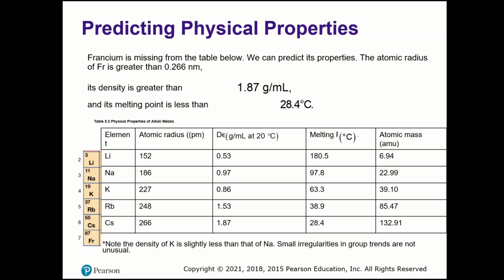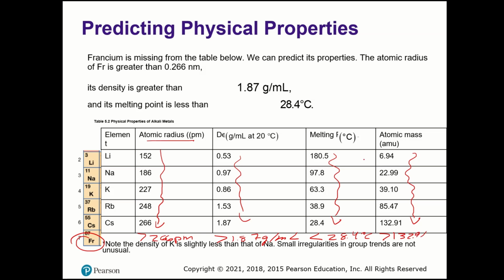Density will be greater because look at this. What's happening over here? Atomic radius is increasing, so I know this element will have an atomic radius bigger than 266 pm. And I know the density is also increasing, so it will be bigger than 1.87 grams per milliliter. Melting point is decreasing, so I know that it will be smaller than 28.4 degrees Celsius. While atomic mass is increasing, so I know the atomic mass will be bigger than 132.91.